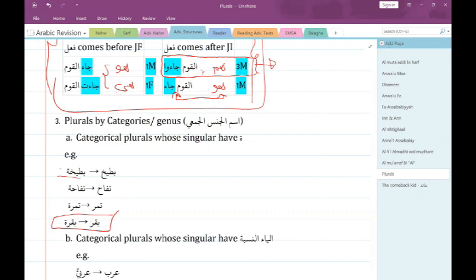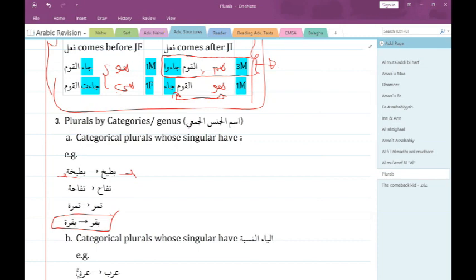It's like a mathematical equation. If you want this equation to balance, if you get rid of the ta marbuta on this side, you have to make sure that this is a plural. I don't know if that makes sense for you or not, but the idea is that batikha is single, batikh is plural. So one watermelon, batikh, many, many watermelons.